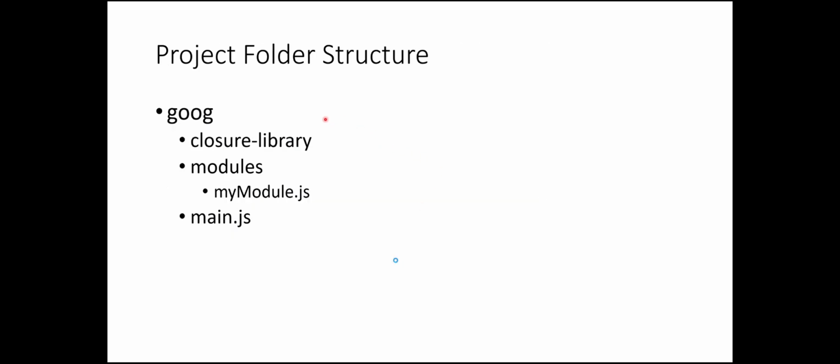And the project folder structure is like this. I have a project directory called goo. Under goo, I have a Closure library folder that contains all the Closure library stuff. Then I have a folder named modules. Inside the modules folder, I have several modules. I'm just going to create one module, my module.js there. And main.js is the entry point of the application, where of course we're going to import this module into this main module, and the user function is defined there. So that is about this.